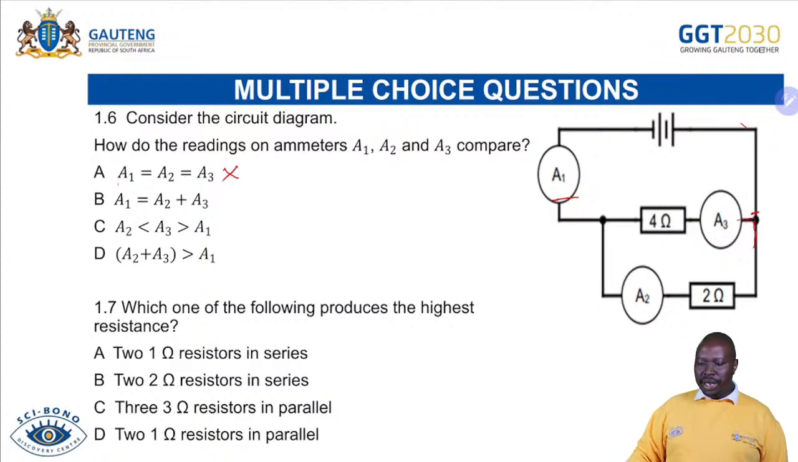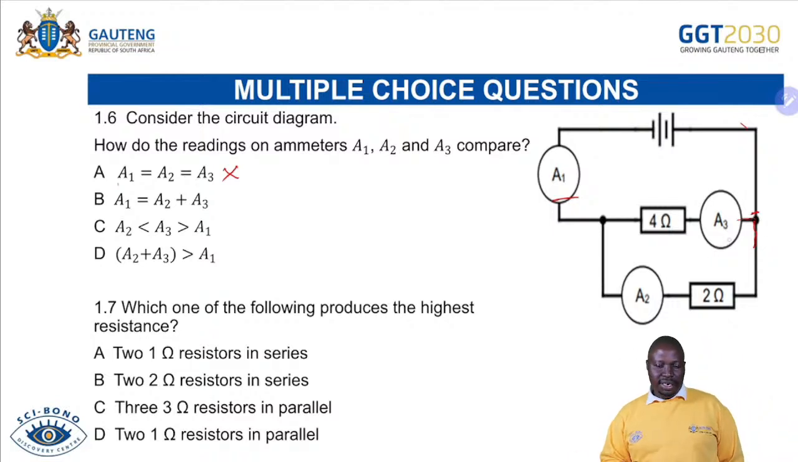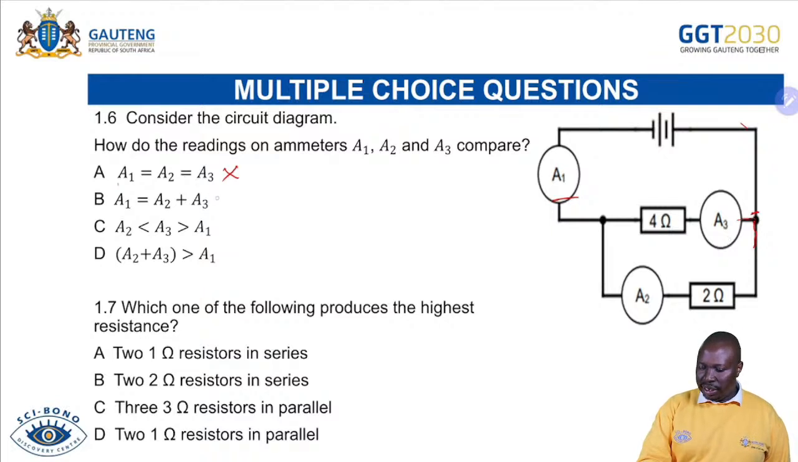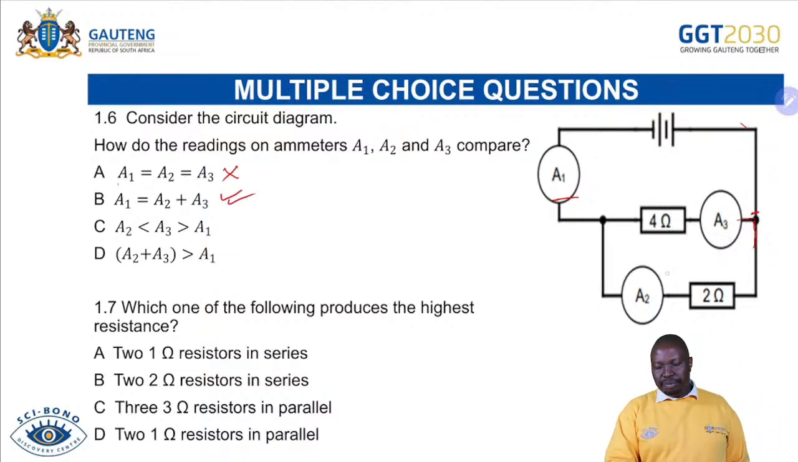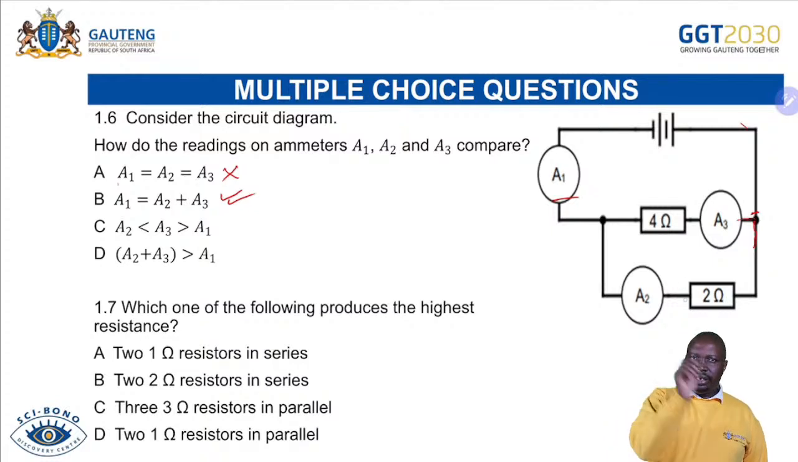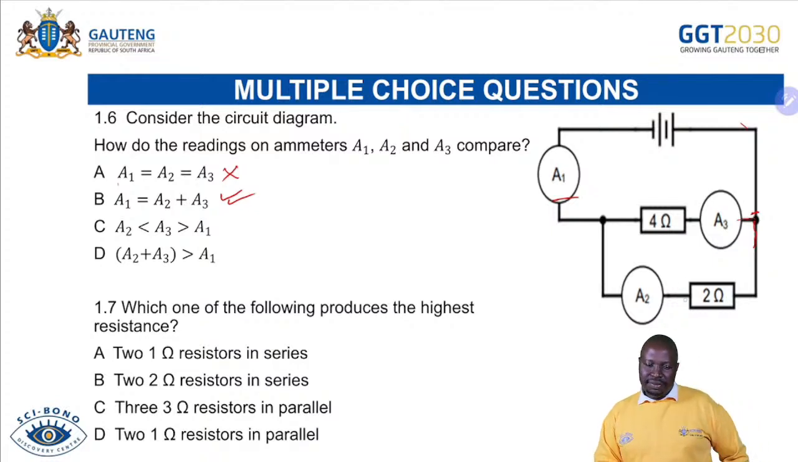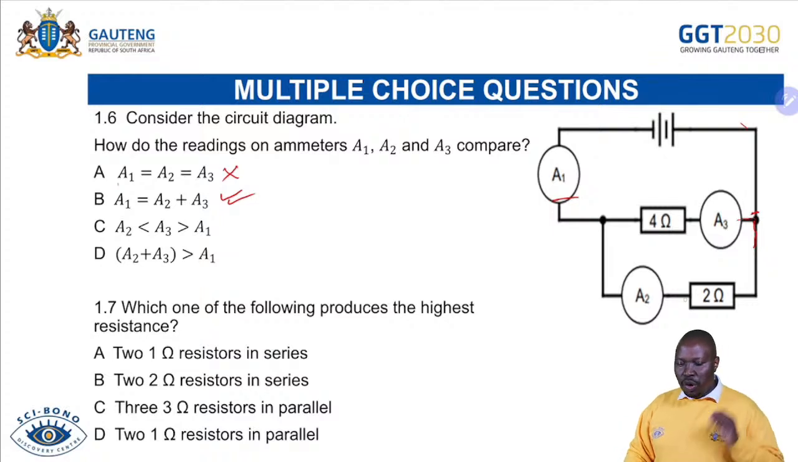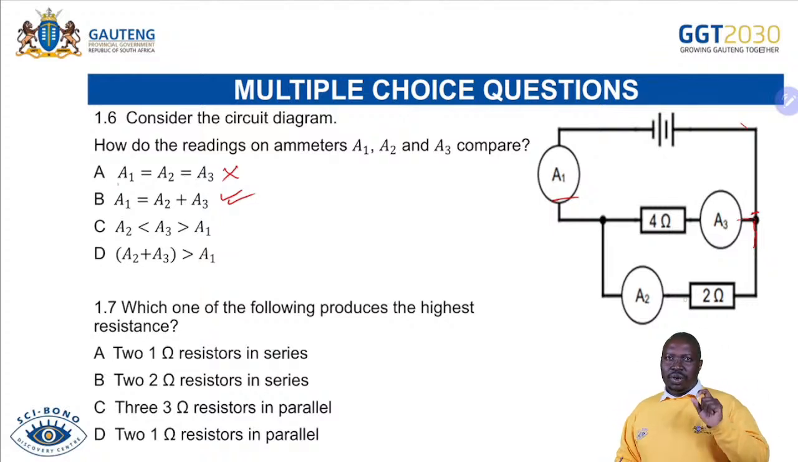Now let's look at number B. We are saying A1 will be divided into A2 plus A3. That becomes the correct answer. So you know that resistors in parallel are current dividers, not potential dividers. They are current dividers. I've emphasized that because that is where our marks lie.